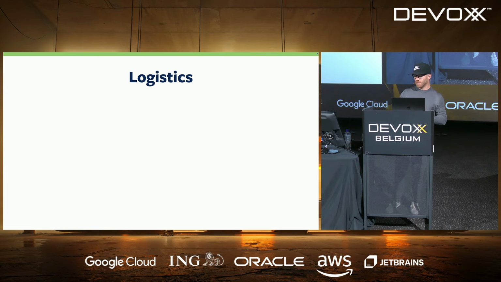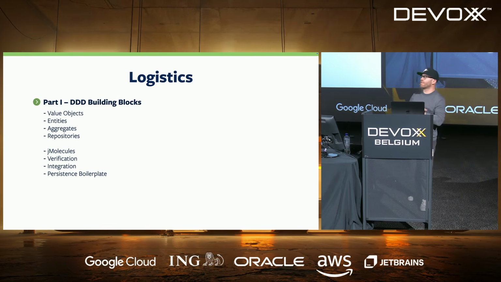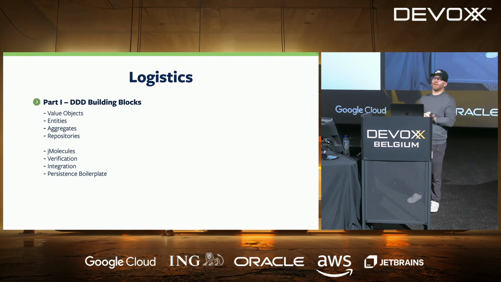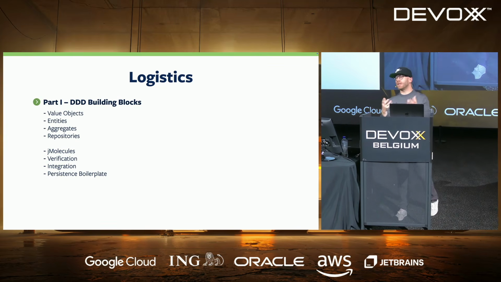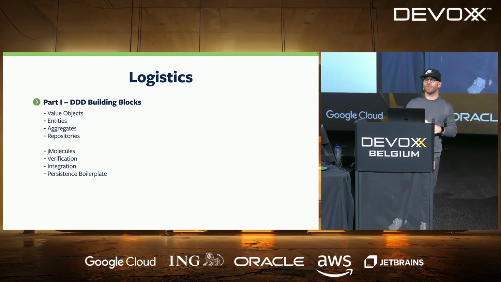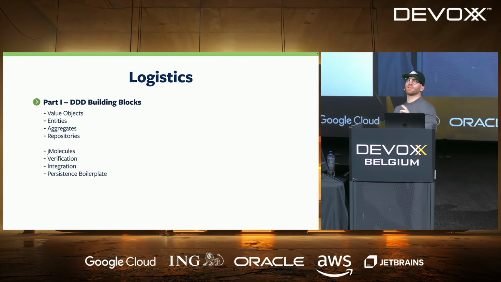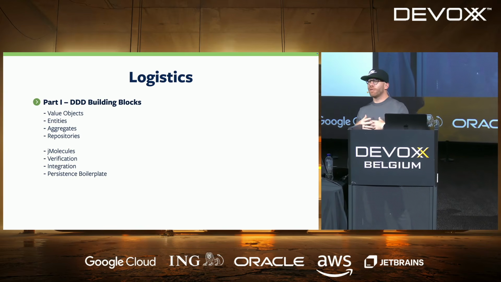Right. Enough about me. What we're going to talk about today. We're going to have a 10-15 minute break in between. So we have two halves actually, and we're going to spend the first part on domain-driven design mostly, and the tactical building blocks of domain-driven design. So we talk about value objects, entities, aggregates, repositories. And our primary focus is going to be how we actually put those into code.